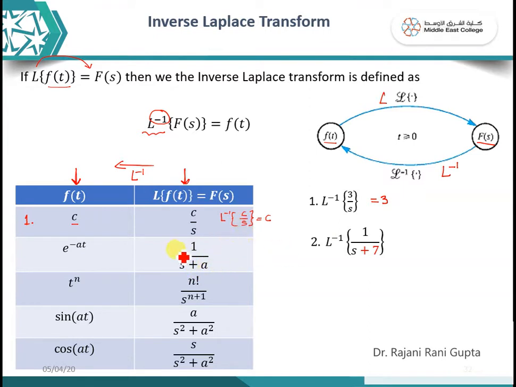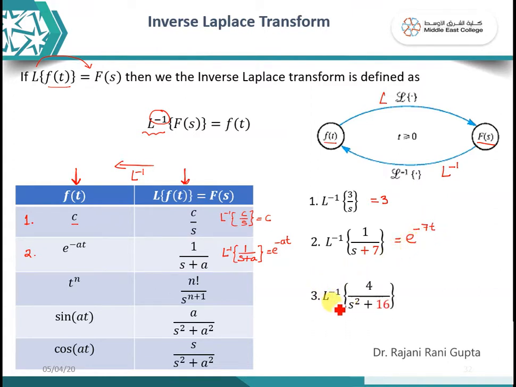Next, Laplace inverse of 1 over s plus something, say s plus 7, which is equivalent to rule number 2. This rule says Laplace inverse of 1 over s plus a is e power minus at. Here it is plus a, and you get minus a. So since it is plus 7, you will get e power minus 7t.